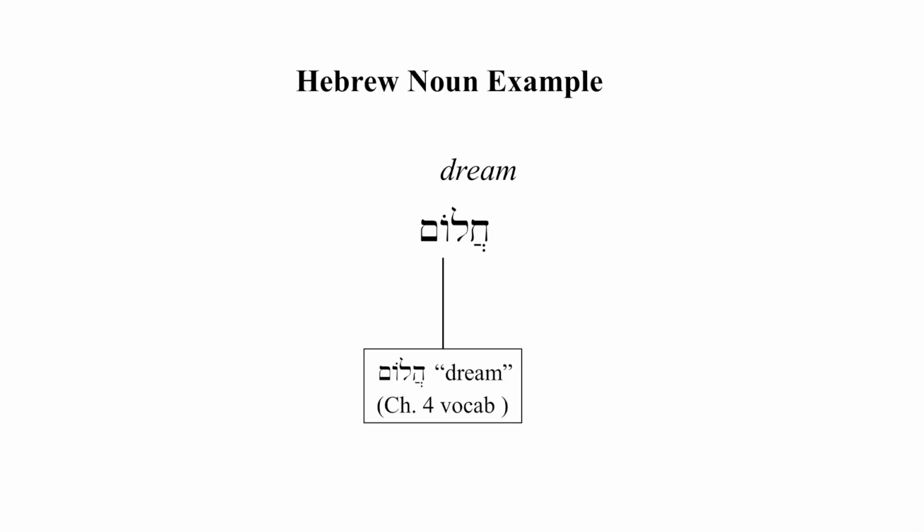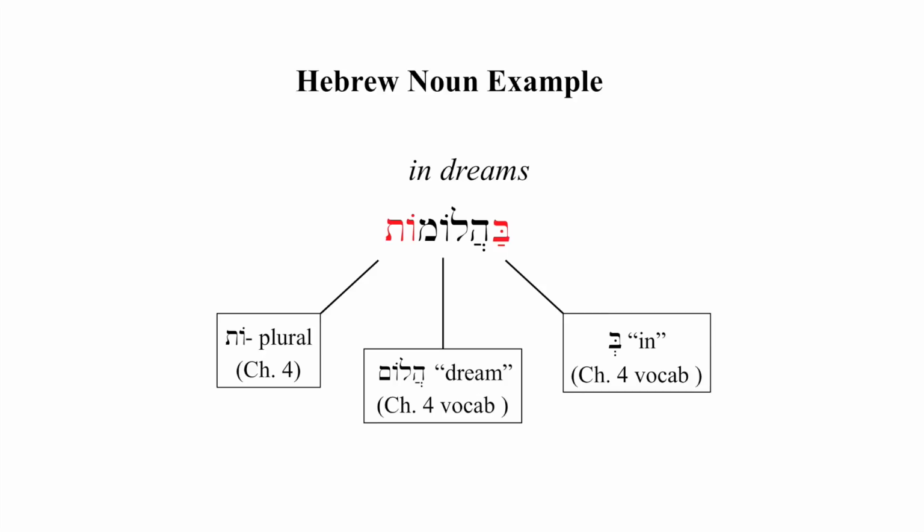If we add the ending ot, we make it plural. So during this chapter, as we learned gender and number endings, you're going to learn how to do this and how to recognize this. So as soon as we add this ending, halomot, it becomes dreams, plural.